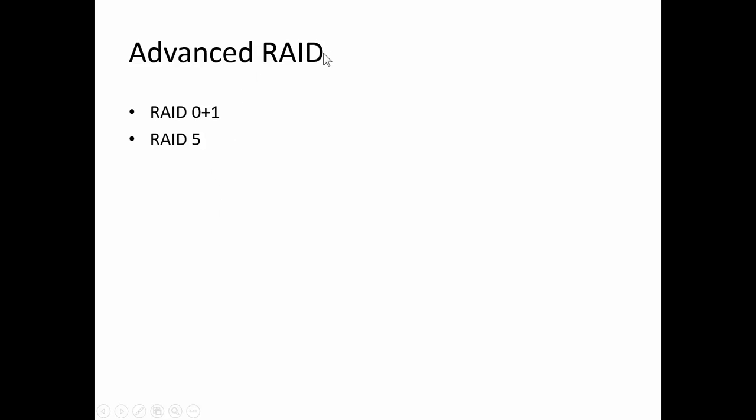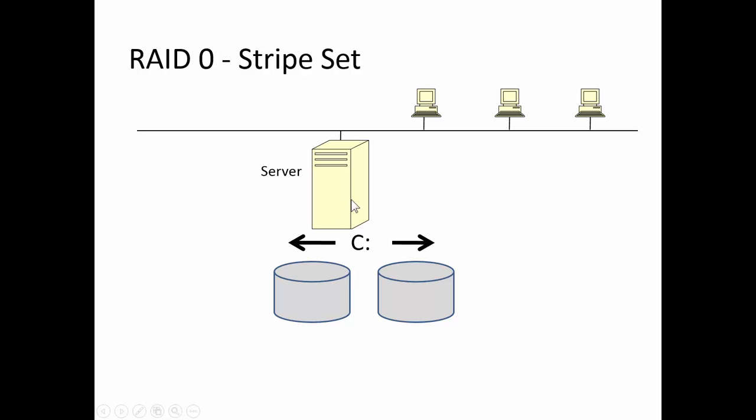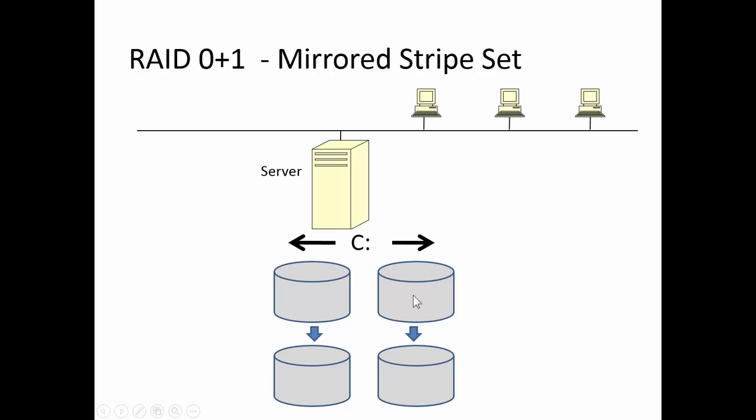Now, let's look at some advanced RAID configurations, which are a more expensive way to go. RAID level 0 plus 1 and RAID level 5. RAID level 0 plus 1 combines striping and mirroring. RAID level 0 plus 1 is where we would have a server which has 2 hard disks and the volume is stretched across 2 hard disks, and that gives us the stripe set for increased performance. And then what we do is mirror each disk in the stripe set, and then that gives us fault tolerance. But the drawback is it's much more expensive.